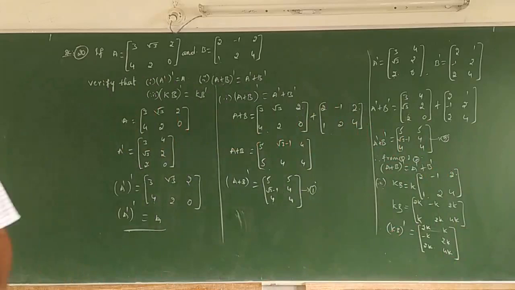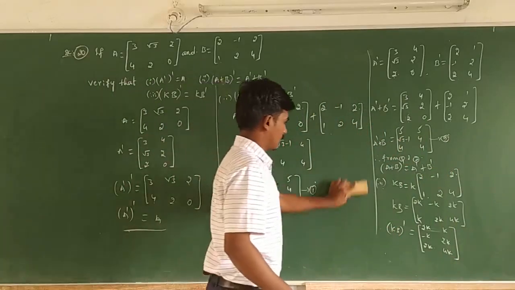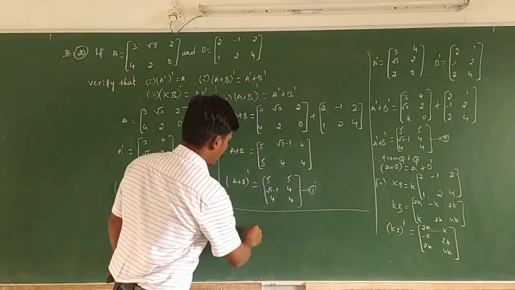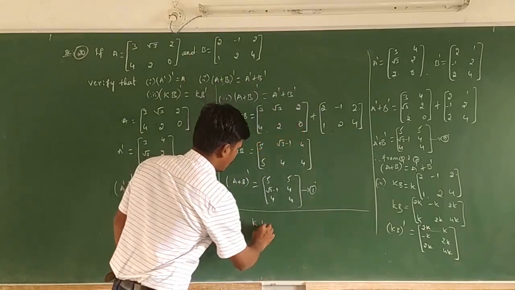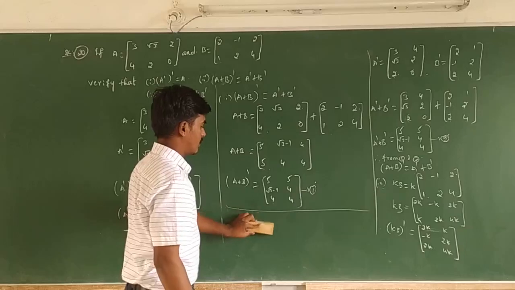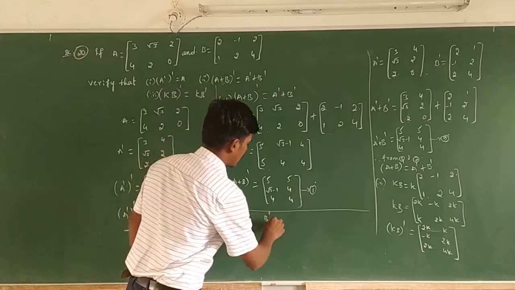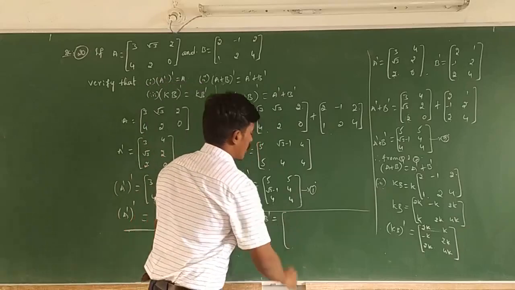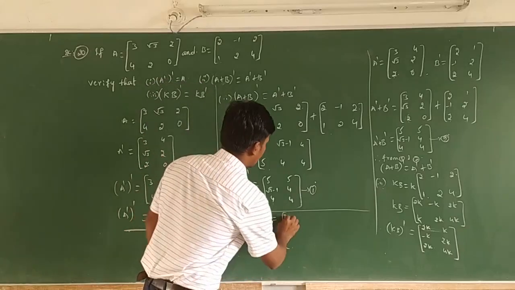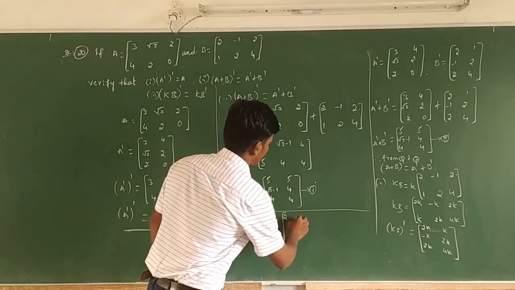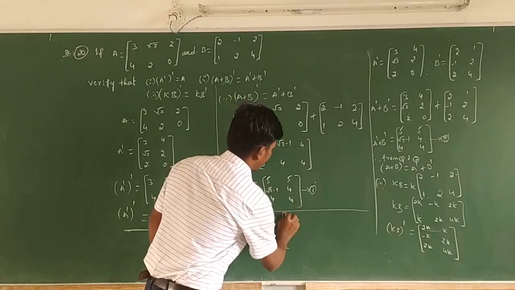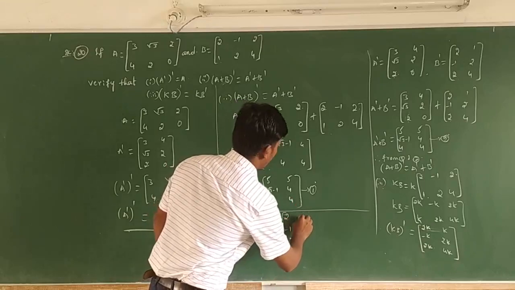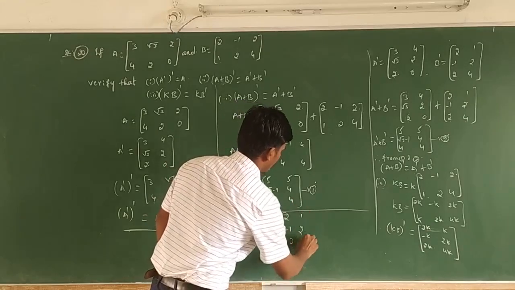K into transpose of B. Look here, B is given. First I apply the transpose to B. If we apply the transpose to B, what do we get? B transpose is equal to the interchange of rows and columns. What we get: 2 1 2, minus 1 2 4.